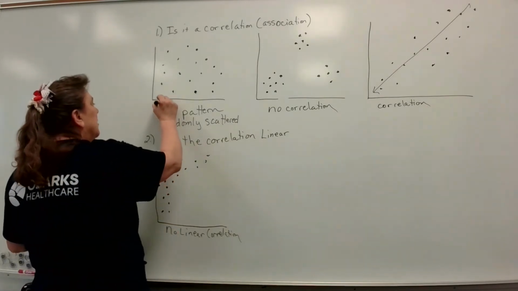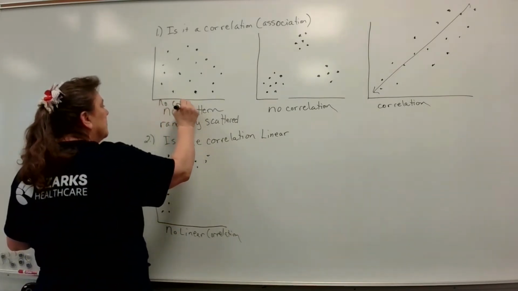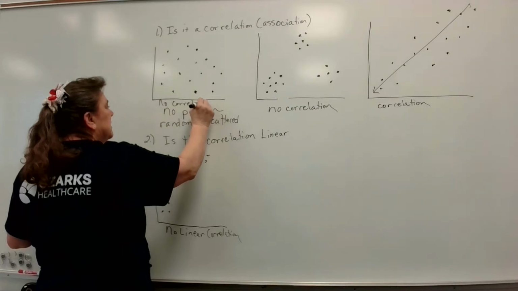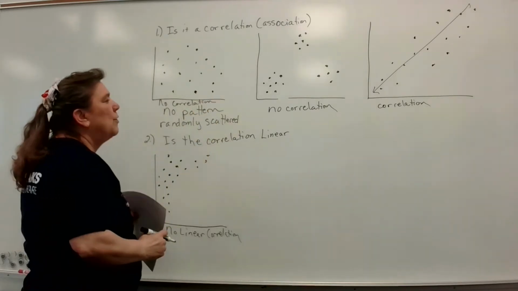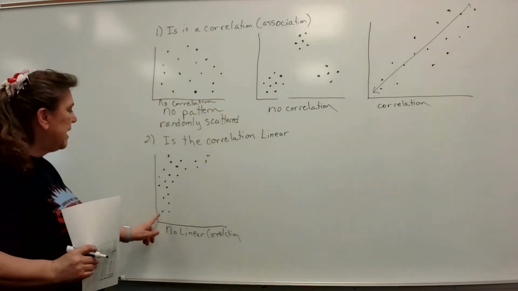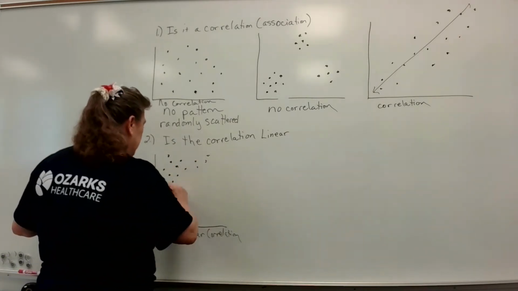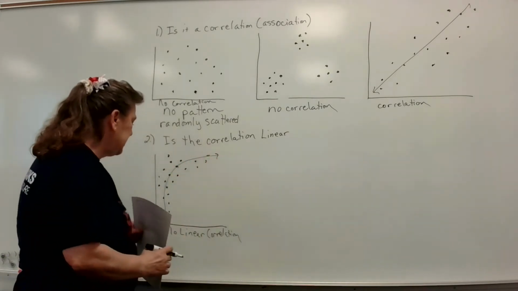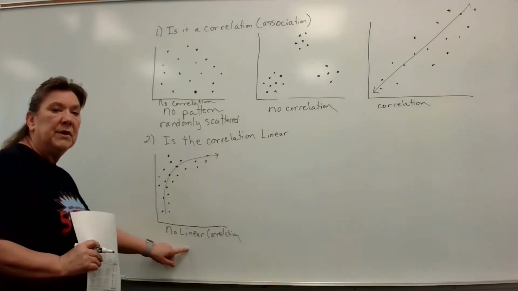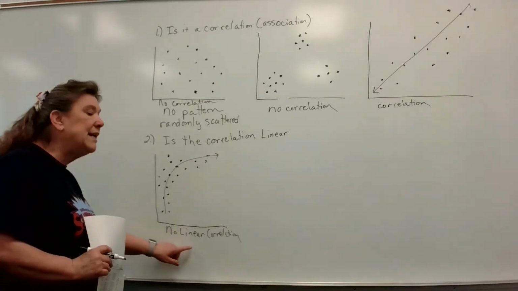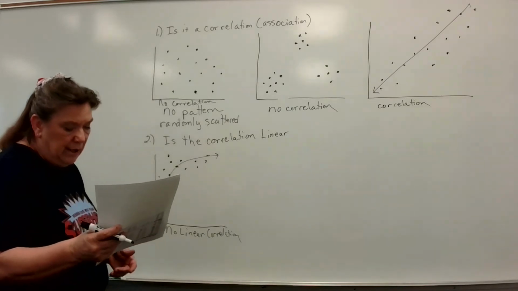You see the difference between no correlation and no linear correlation. This one would be no correlation because it's all scattered with no pattern at all. This one has a pattern. It's a curved pattern, as you can see. And so it's not linear, but it is a pattern. So there's no linear correlation. Okay?